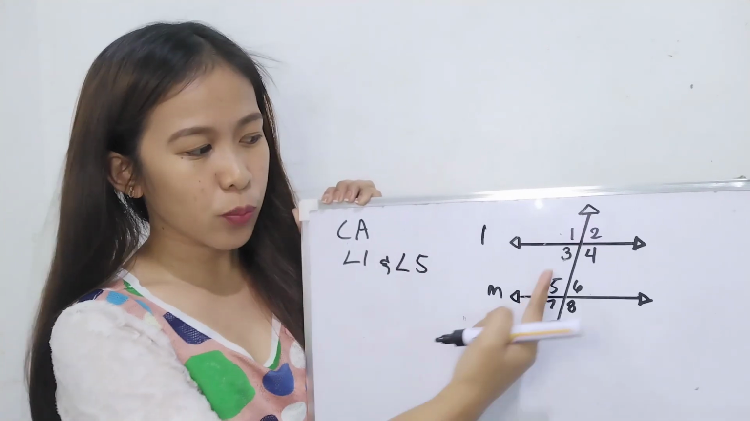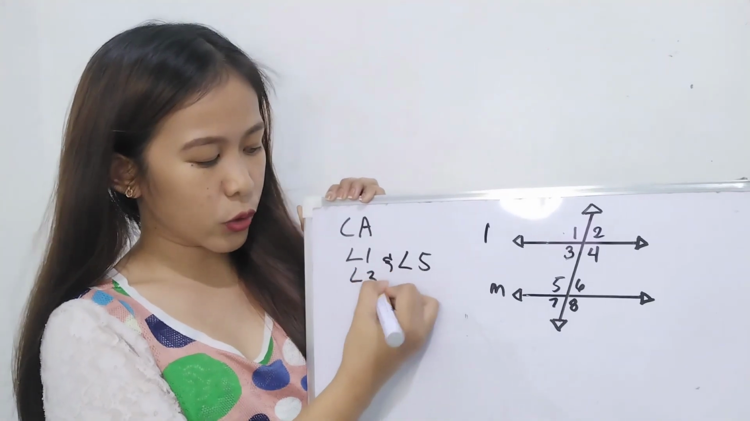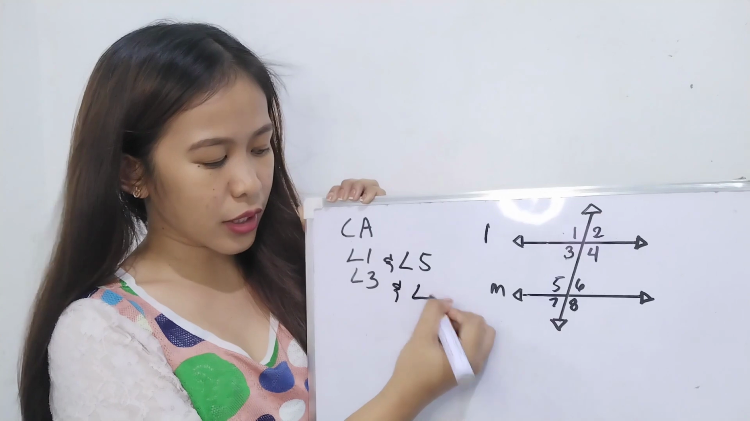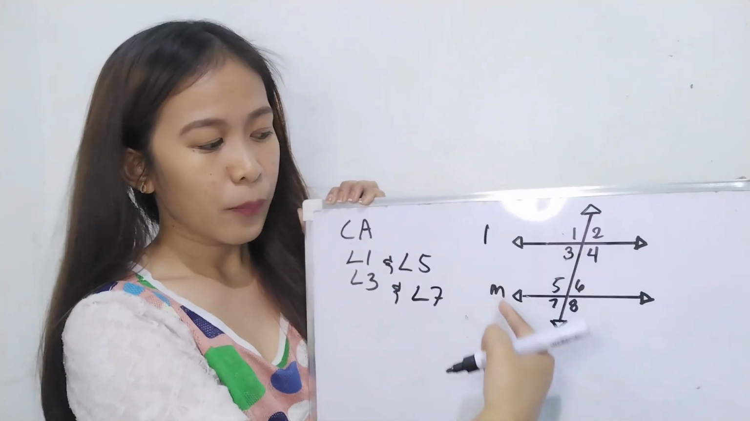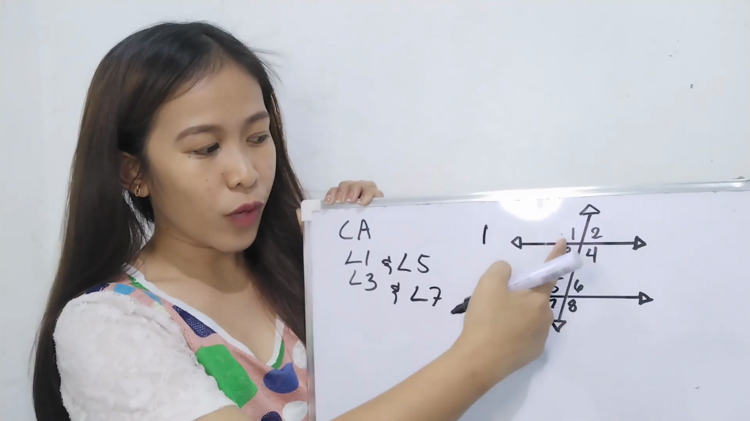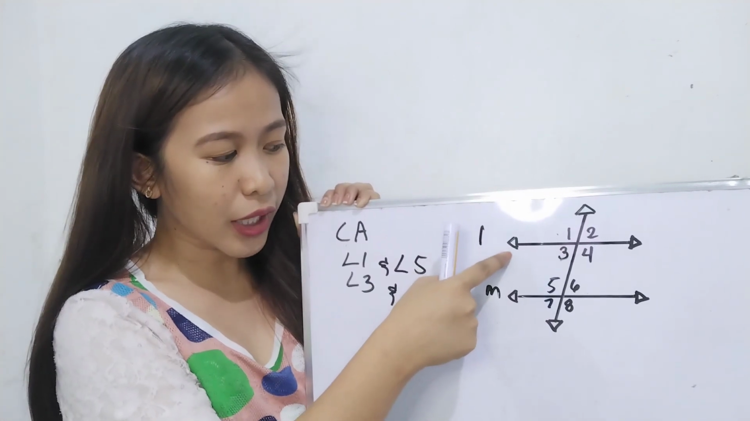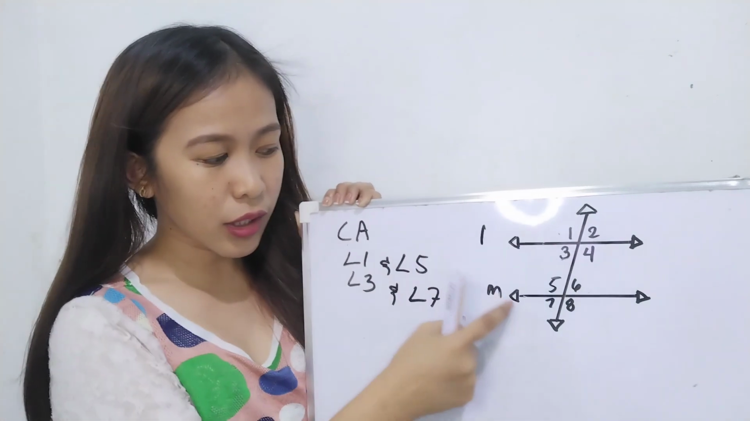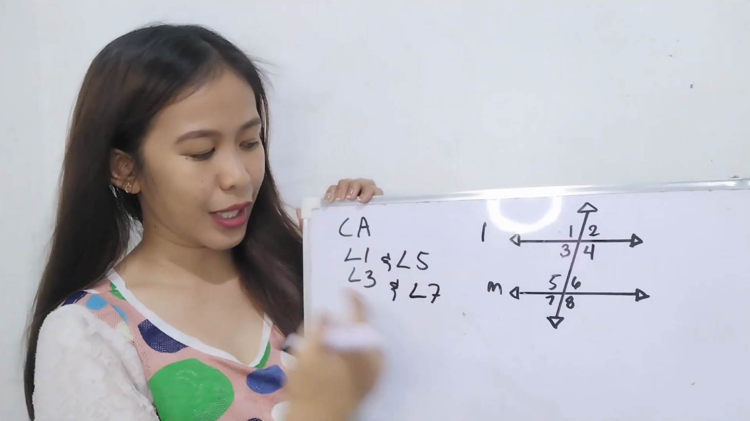The next pair of corresponding angles are angle 3 and angle 7. And as you can see, they are in the same position, di ba? Nung itong dalawang parallel lines nitong transversal, yung 1 and 5, parang same position sila kasi this line, nandun siya. And then in this line, nandito naman yung 5, diba? Therefore, they are corresponding angles.